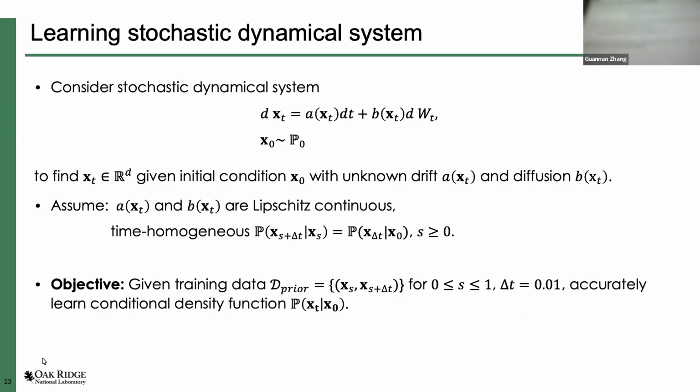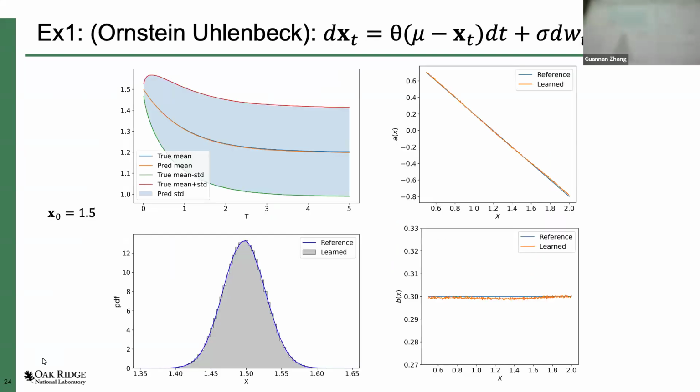Okay, and we can extend that to learning SDE models, to learn the transition probability of SDE models. Basically, the conditional model just says, for the given current state, what is the probability distribution of the next state of the SDE model? And we use the same strategy. Here is the way we apply this to the OU process, basically to learn the transition probability.